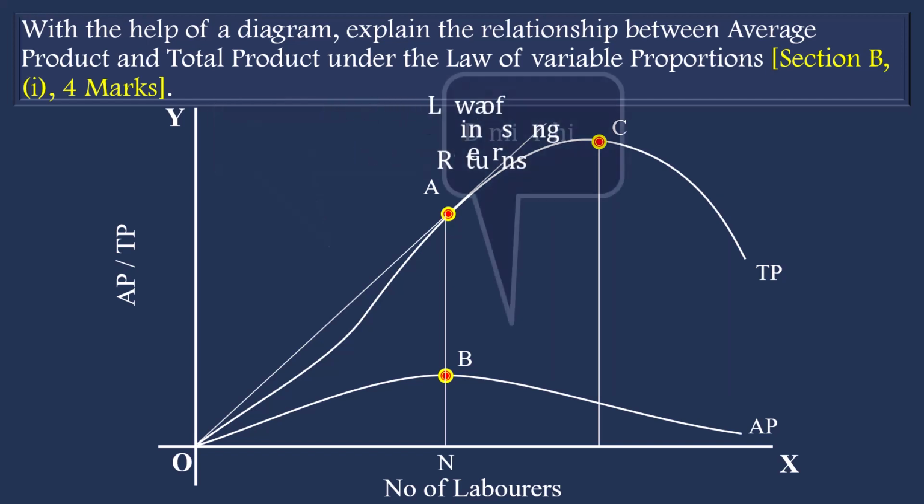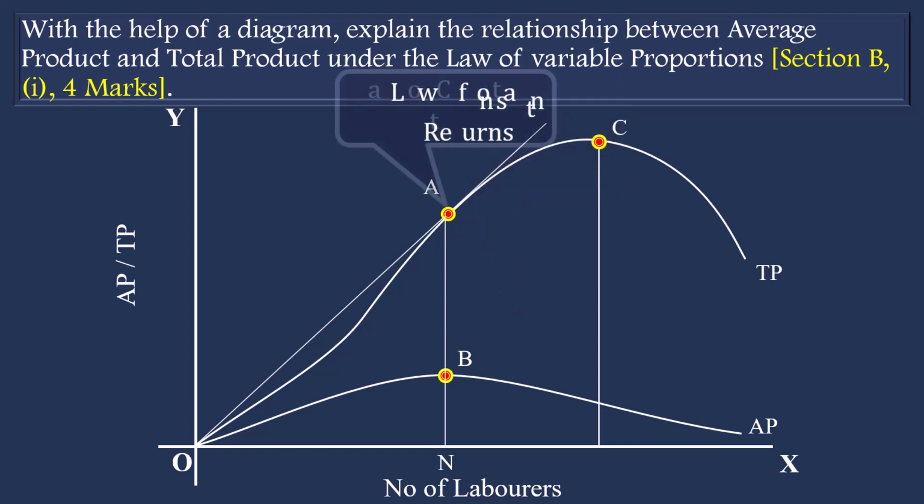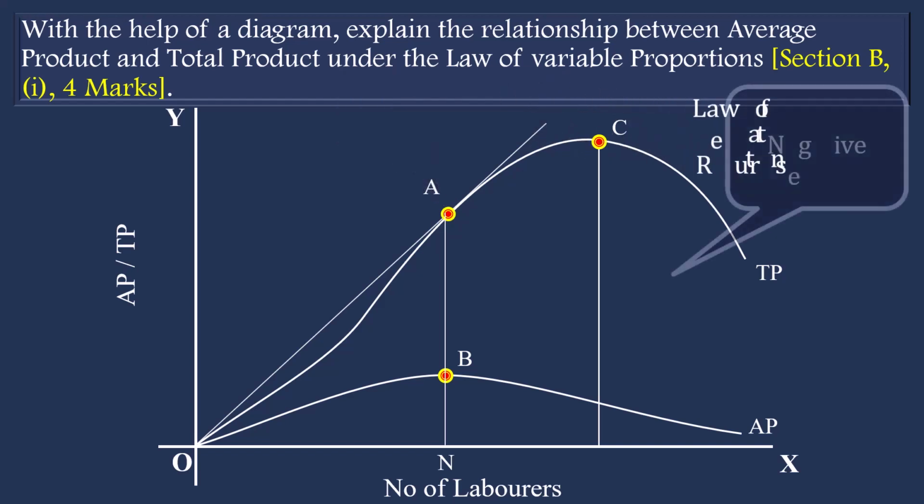Second relation. Beyond point A on the total product curve, to the right up to the maximum point of total product curve, law of diminishing returns operates. Third relation. Exactly at point A on the total product curve and B on the average product curve, the law of constant returns operate. Fourth relation.